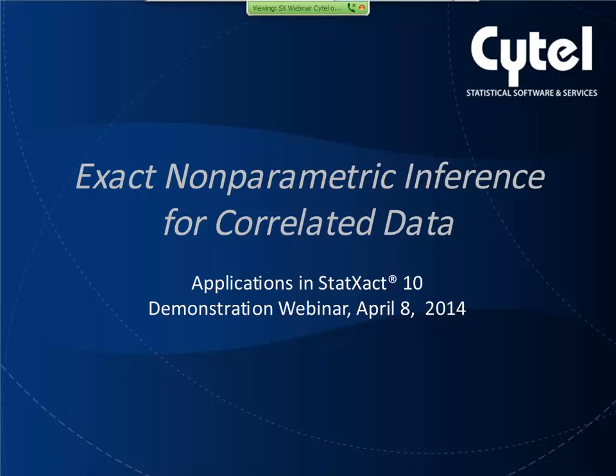There's another question here from another attendee about whether these are available in SAS. The answer is yes, through proc StatXact, which is the StatXact plugin to SAS. All of the procedures I've talked about today can be used in SAS as well, using that product.